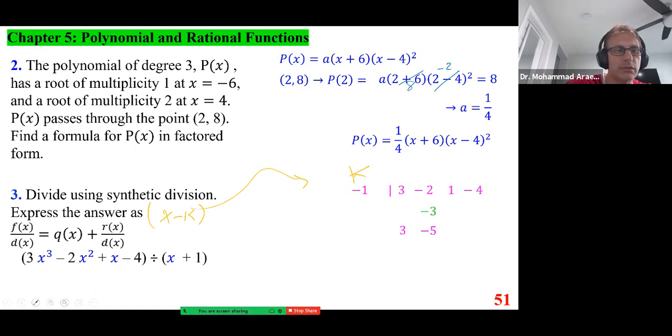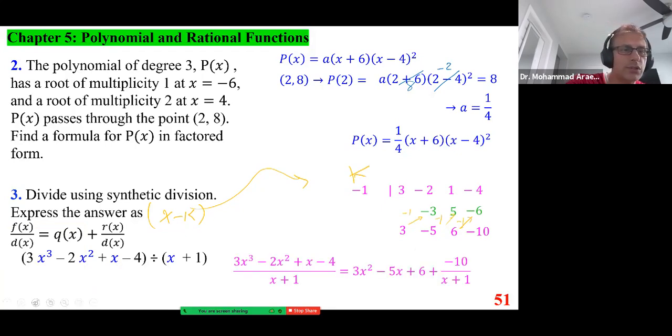You can do this: multiply by k, which is negative 1. Again, k, which is negative 1. Add them up. Multiply by k, which is negative 1. Add them up. And there you have it.